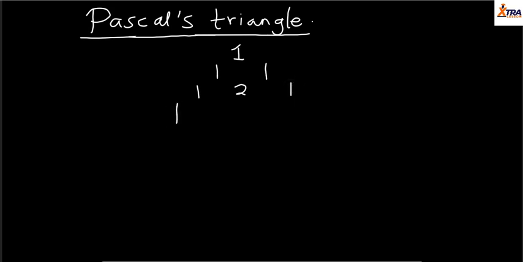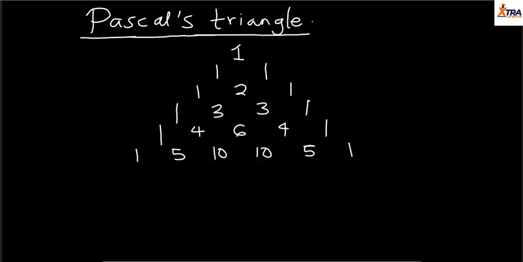I start with 1 again, 1 plus 2 giving me 3, 2 plus 1 giving me 3, I end with 1. I start with 1 again, 1 plus 3 giving me 4, 3 plus 3 giving me 6, 3 plus 1 giving me 4, I end with 1 again. I start with 1 again, 1 plus 4, 5, 4 plus 6, 10, 6 plus 4, 10, 4 plus 1, 5, ending with 1 again. I start with 1, 1 plus 5, 6, 5 plus 10, 15, 10 plus 10, 20, 10 plus 5, 15, 5 plus 1, 6, end with 1.